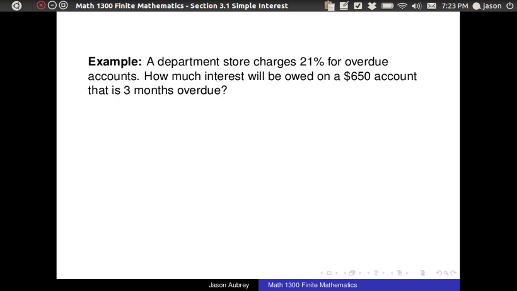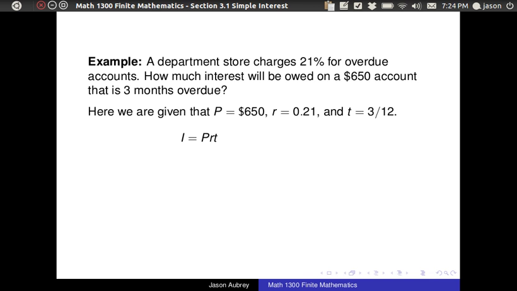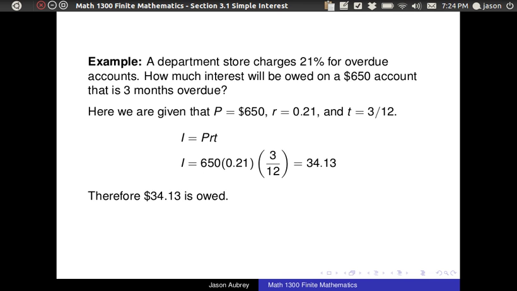Okay, so in terms of our I equals PRT formula, we are given that P is $650, R is 0.21, and T is 3/12. Now notice that we're told it's 3 months overdue, but T has to be in years. There are 12 months in a year, so the number of years is 3/12, or 1/4 of a year. Now we just plug those into our formula, I equals PRT, to figure out the amount of interest owed. Multiplying those numbers, you get 34.13, and the conclusion therefore is that $34.13 is owed.